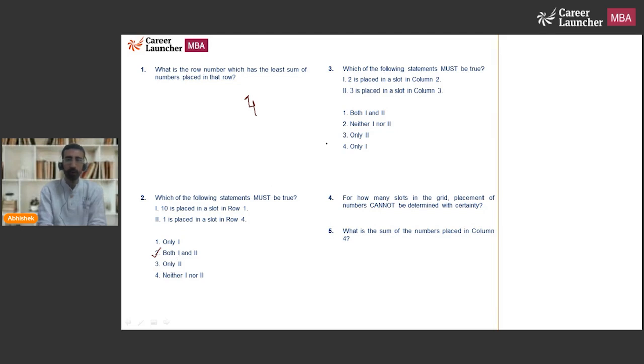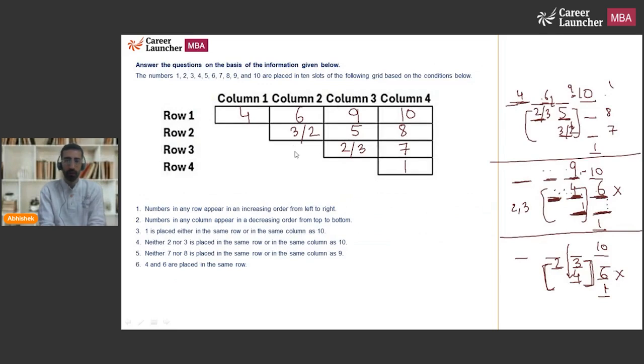Which of the following statements must be true? 2 is placed in column 2. 3 is placed in column 3. Both are incorrect, because 2 and 3 we have not been able to place in their row and column. They have 2 possibilities. So neither 1 nor 2. We check here: 2 can be in column 2, 2 can be in column 3 as well. And in the same way, 3 can be in column 3 and 3 can be in column 2. So nothing you can do about it.